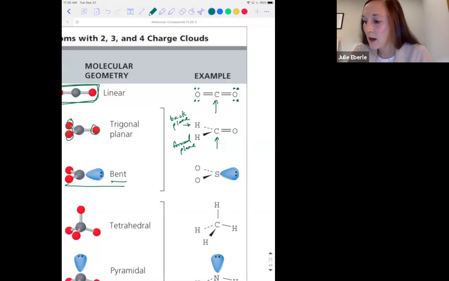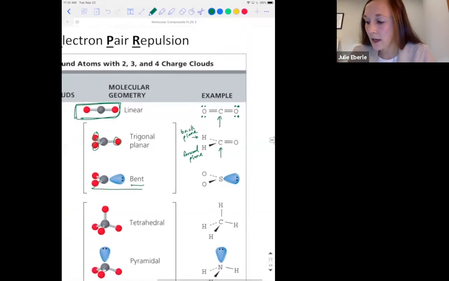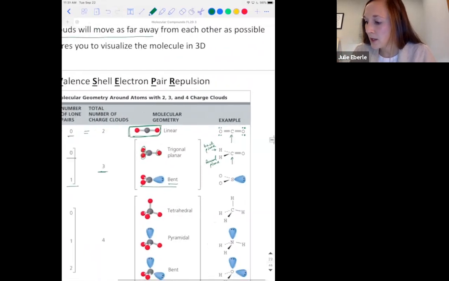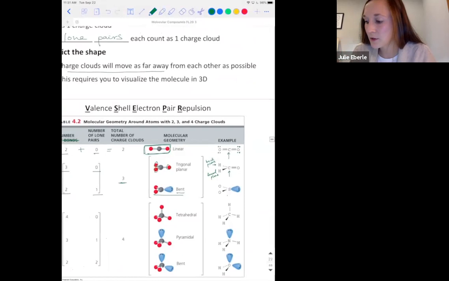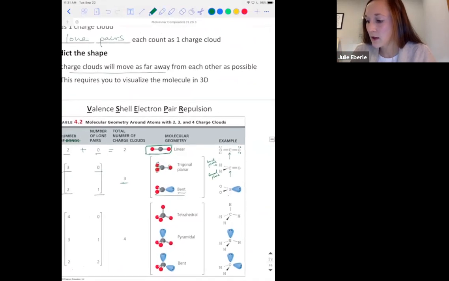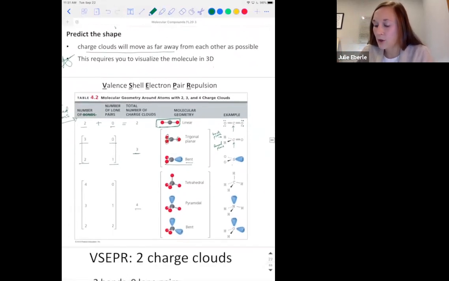And then this carbon and oxygen would be in the same plane, all right? So that's what the wedges and the dashes indicate. Trying to indicate 3 dimensions on a 2-dimensional screen. All right, bent, you can just see the example there is SO2, sulfur with 2 oxygens and a lone pair on it. All right, let's talk about when we have 4 charge clouds.